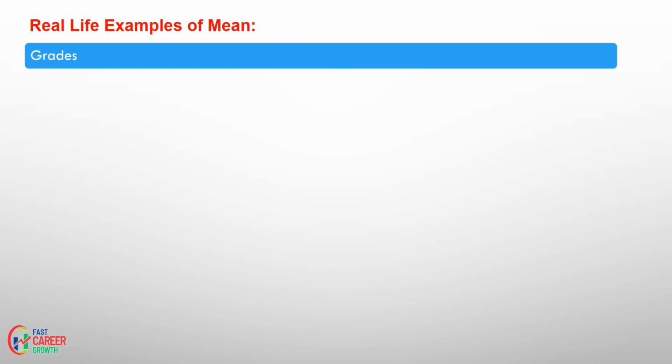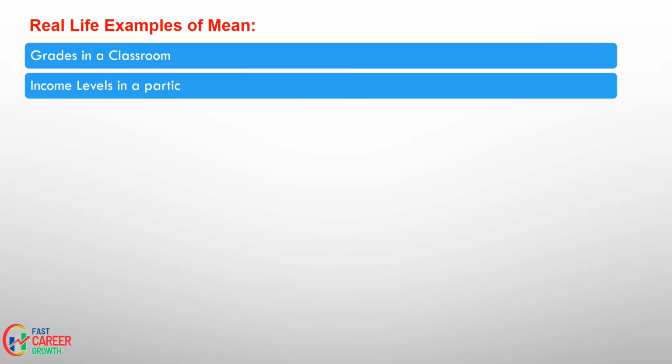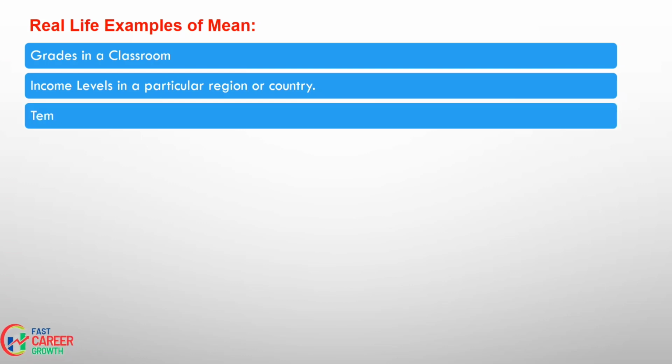Real-life examples of mean. Here are some real-life examples of how the mean is used in various contexts. Grades in a classroom. The mean grade of a class on a test or exam can provide an idea of the overall performance of the students. Next, income levels. The mean income in a particular region or country is used to describe the average earning of the population. Next, temperature. The mean temperature in a city over a year or a month can provide an understanding of the typical weather conditions.